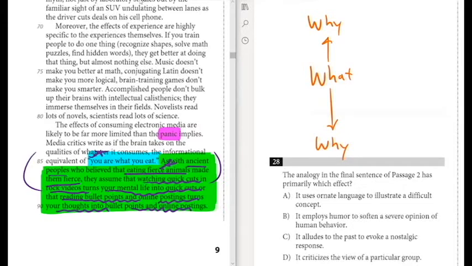So what's happening in our own words? We're seeing that the passage is ridiculing the idea that different activities you do actually change your brain. What's that doing? It's ridiculing the view of a particular group. That matches answer choice D. It's criticizing the view of a particular group by using really colorful metaphors. So the answer for 28 is going to be D.